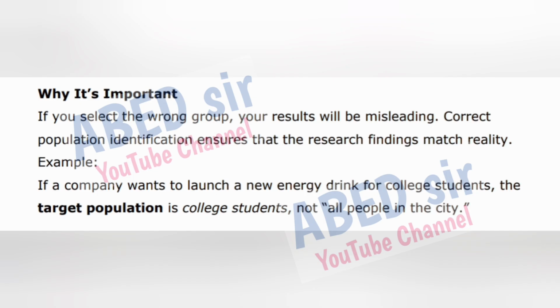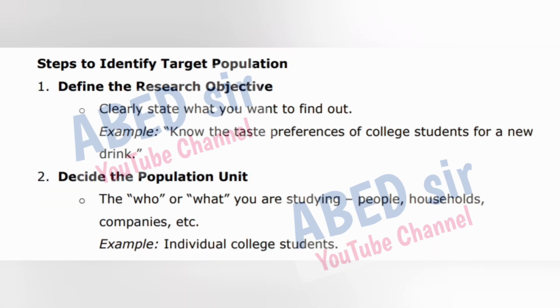Correct population identification ensures that the research findings match reality. Example: if a company wants to launch a new energy drink for college students, the target population is college students, not all people in the city.